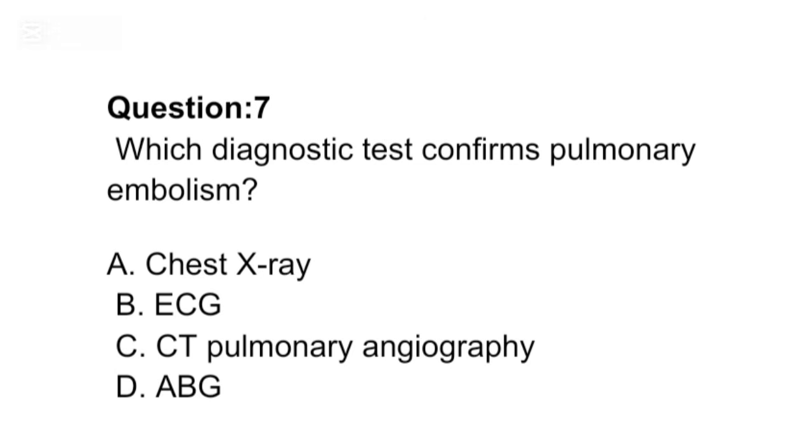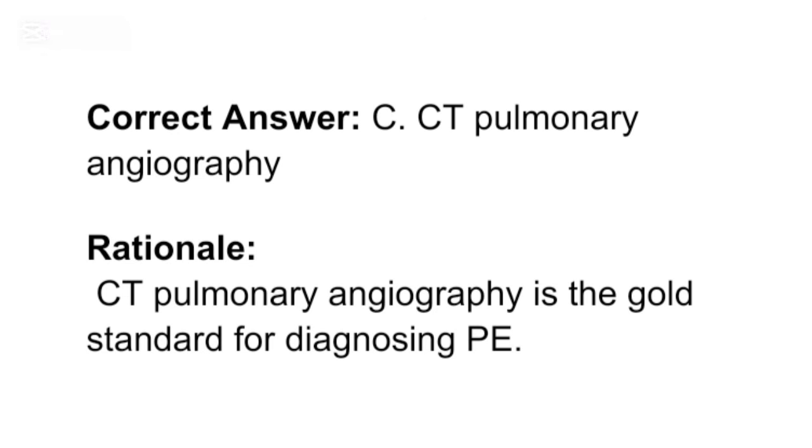Question 7. Which diagnostic test confirms pulmonary embolism? A. Chest X-ray. B. ECG. C. CT pulmonary angiography. D. ABG. Correct answer, C. CT pulmonary angiography. Rationale. CT pulmonary angiography is the gold standard for diagnosing PE.